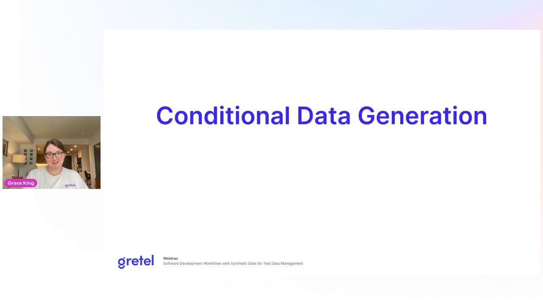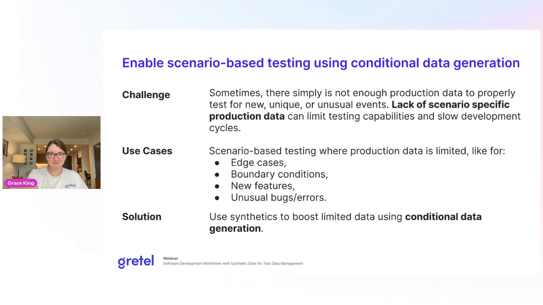So taking a look at another example, we have conditional data generation. Conditional data generation is used, looking at the next slide, in situations where there is simply not enough production data to properly test for new, unique, maybe unusual events. Scenarios where a lack of scenario-specific production data can limit those testing capabilities and slow dev cycles. This is applicable in use cases like when you're testing for edge cases, boundary conditions, maybe a new feature that has just launched, or some unusual bugs and errors. In this case, you can use synthetics to boost that limited data using a technique called conditional data generation.